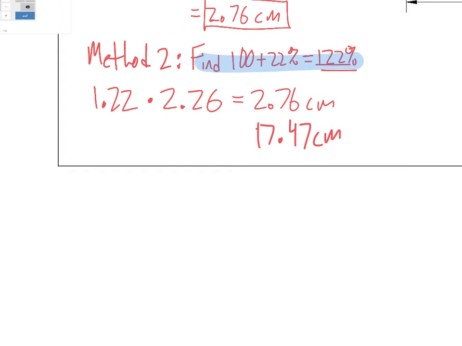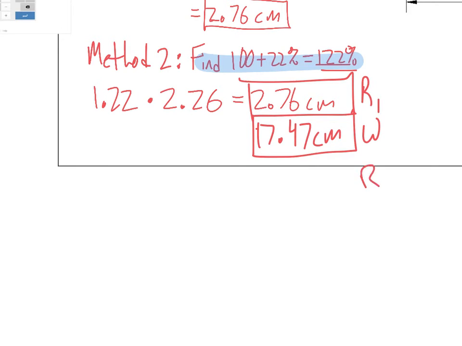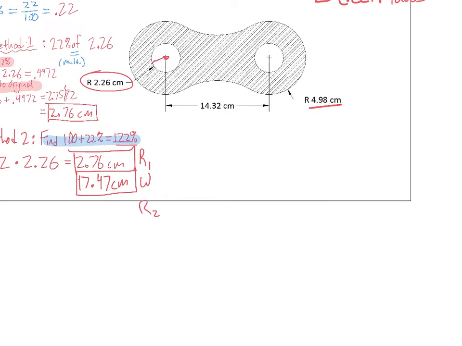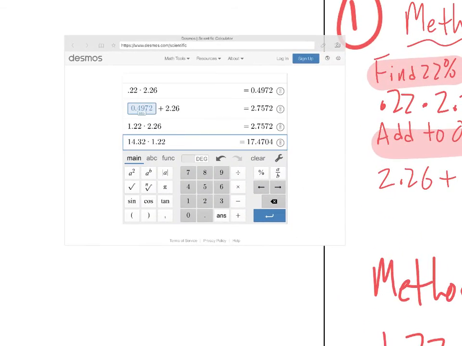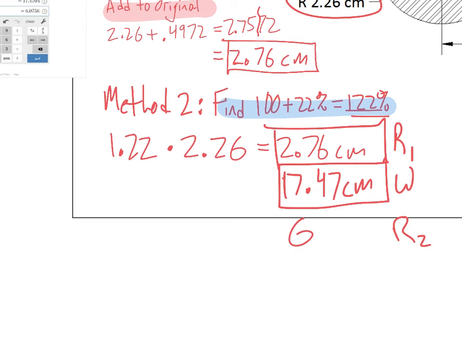Okay, so we might call that our width. So we had 1 radius. This is our width. Okay, maybe we'll call this radius 2 for the other one. And this is 4.98, so let's try 4.98. And that gives us 6.08. So that's our other radius there. Okay. So anyways, this method too is going to be a little quicker.